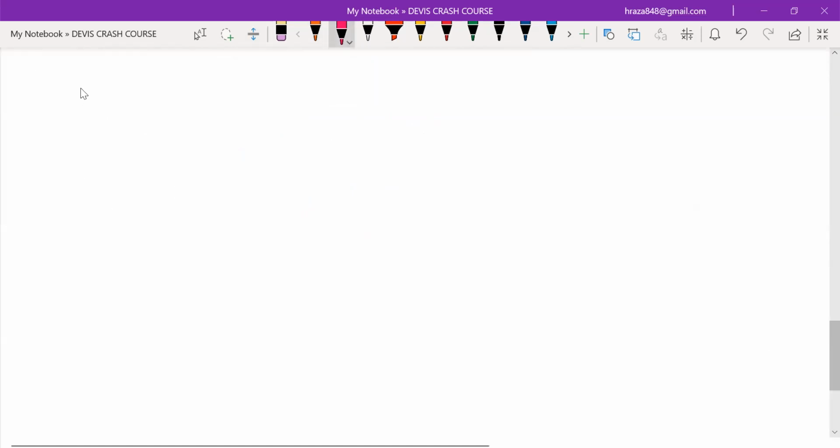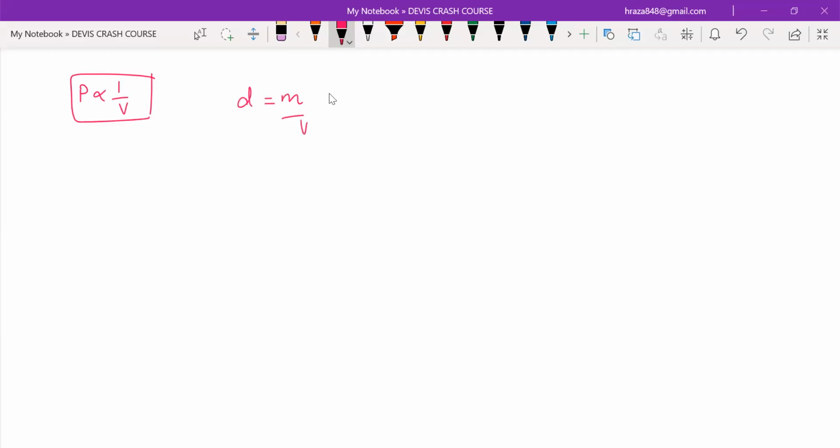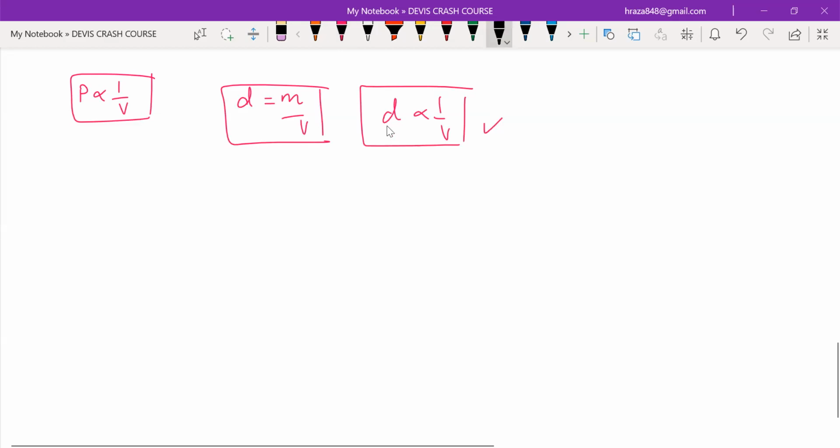Now you know that P is inversely proportional to V, right? And density is equal to M by V, mass per unit volume. That means density is also inversely proportional to volume. What will be the relation between P and D, D for density, P for pressure? It will be directly proportional. So P is directly proportional to D.